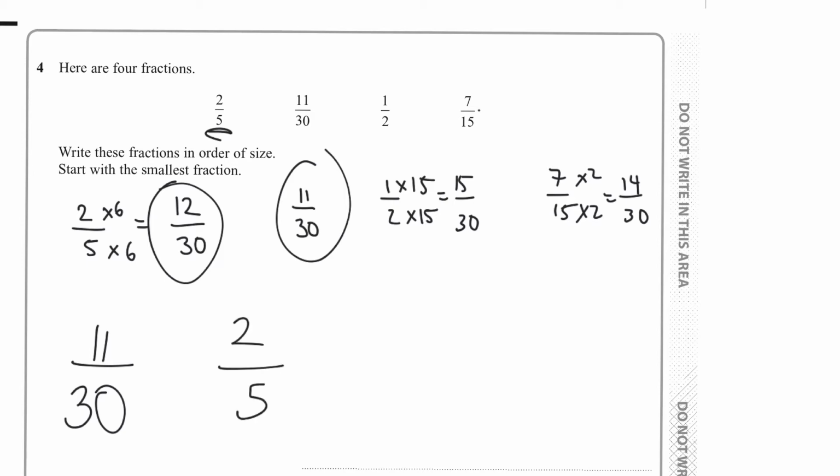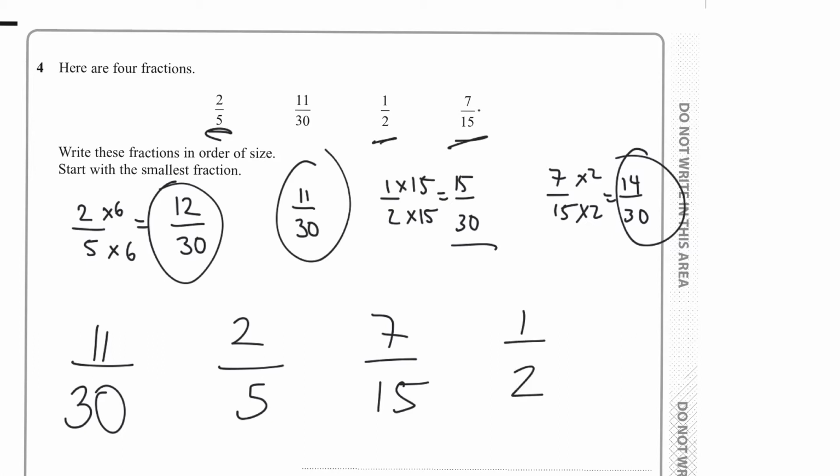Then the next one, the smallest, was the 14 over 30. But again, because it was originally 7 over 15, write it as 7 over 15. Then last but not least was the 15 over 30. But because it was originally a half, write it as a half. And this is literally how you'd write it. Literally just in order from smallest to largest.